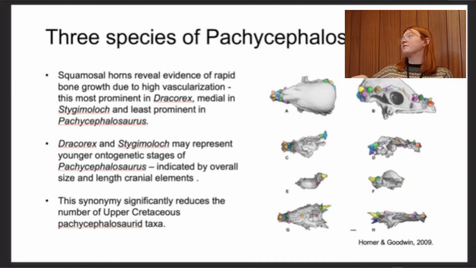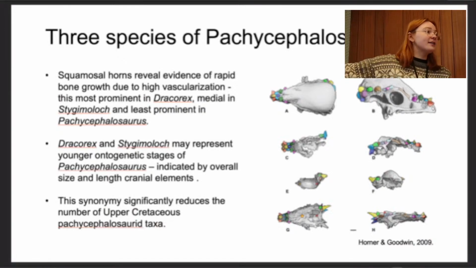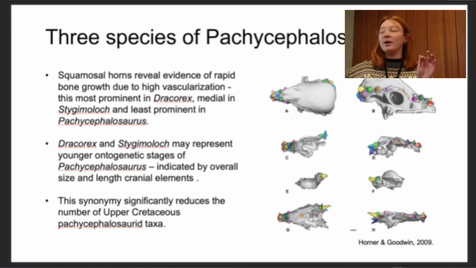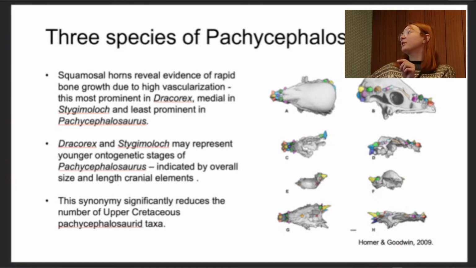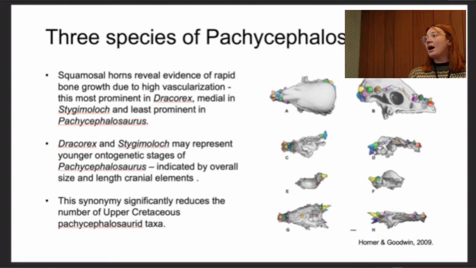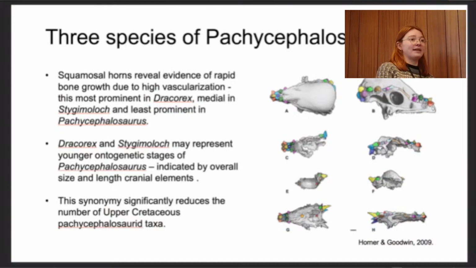Horner and Goodwin found that the squamosal horns revealed evidence of rapid bone growth due to high vascularization, and this was most prominent in Dracorex, which is the smallest one, which basically means the highest rate of growth is occurring in this animal. And then it's medial here, and the bones and the ornamentations are medial in Stygimoloch as well, and then they're slowest and largest in Pachycephalosaurus. So by the overall size and length of the cranial elements, Horner and Goodwin found that Dracorex and Stygimoloch may represent younger ontogenetic growth stages of Pachycephalosaurus rather than all being 3 different species.